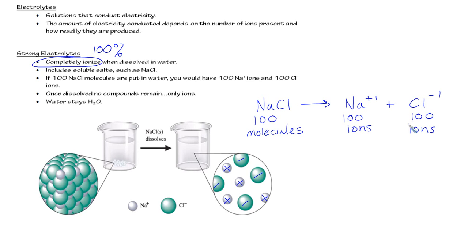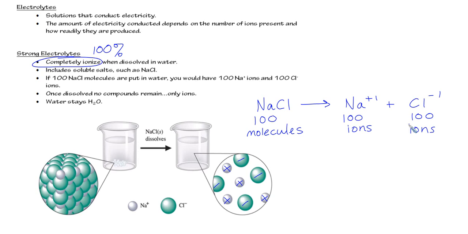Now, we usually don't put the water as part of the equation because water kind of stays H2O molecules. The water molecules just surround the individual ions, but they don't change in any way. They're still H2O. So we often leave water out of the dissociation equation because water's not really changing in any way. It's the sodium chloride that splits into sodium and chlorine ions.